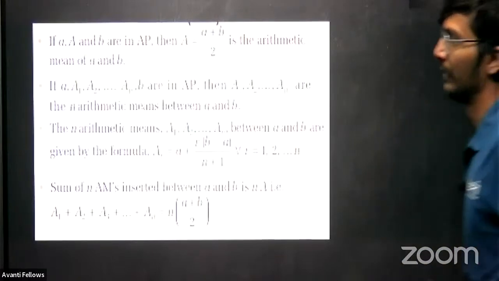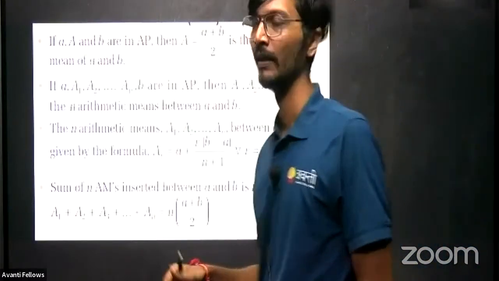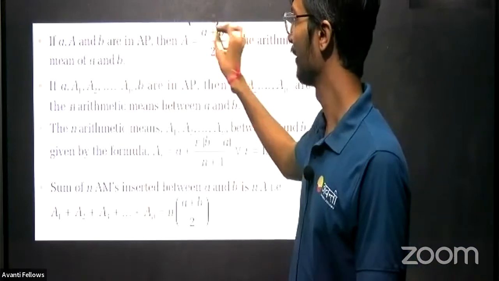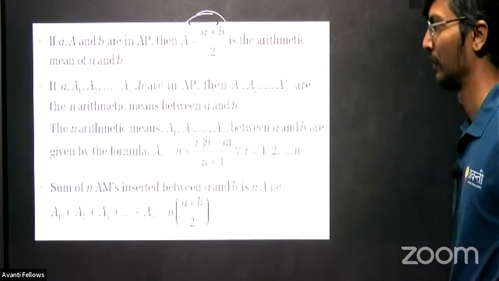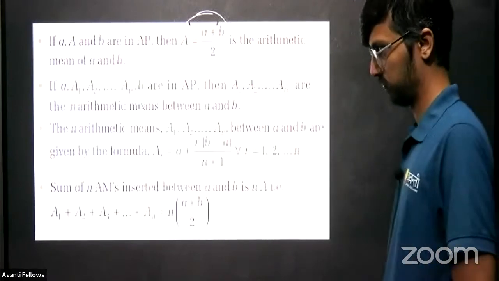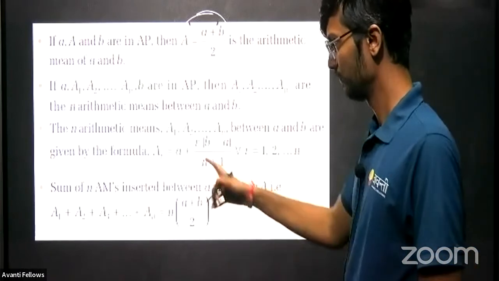Arithmetic mean. What is arithmetic mean? If 3 terms are in AP, then the arithmetic mean is the middle term, which is the sum of the first and third divided by two. Please see.